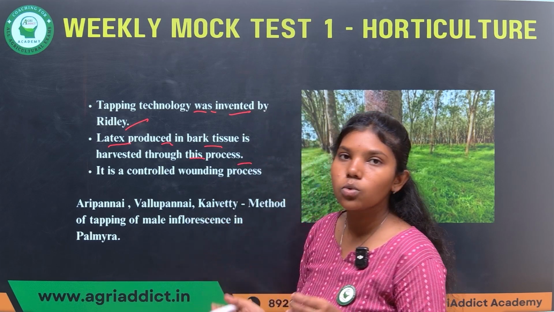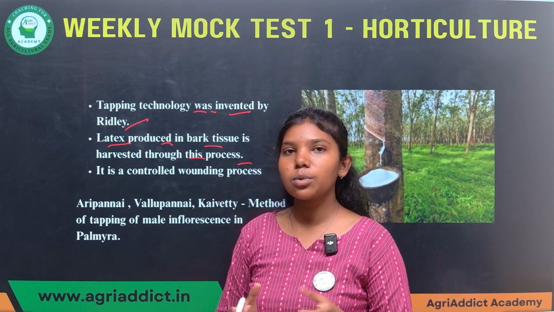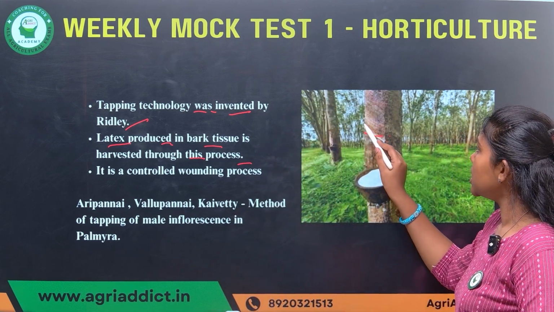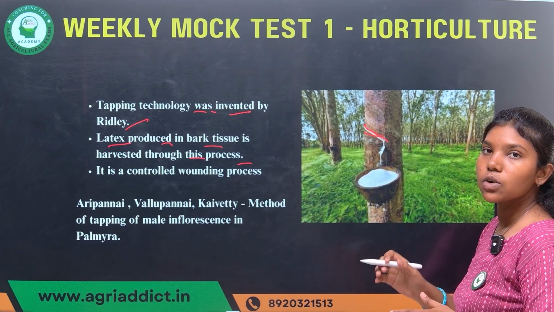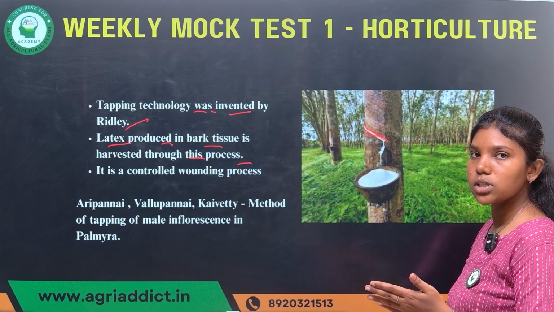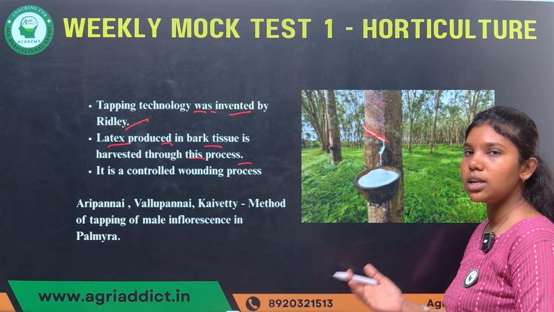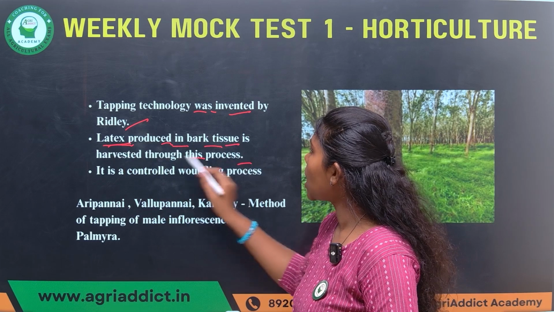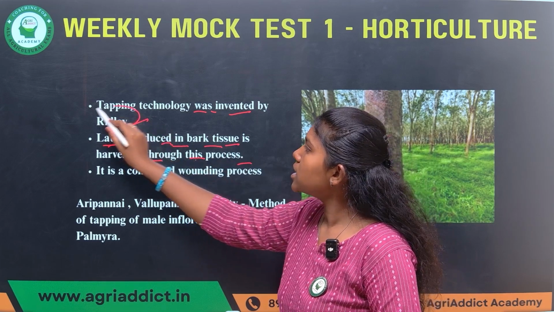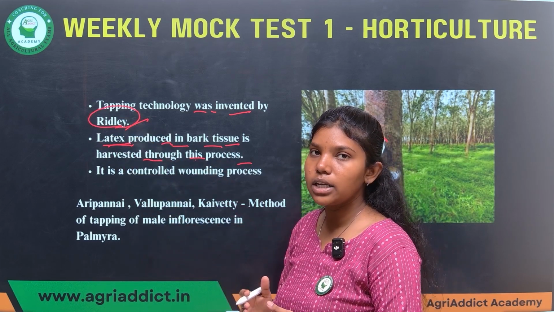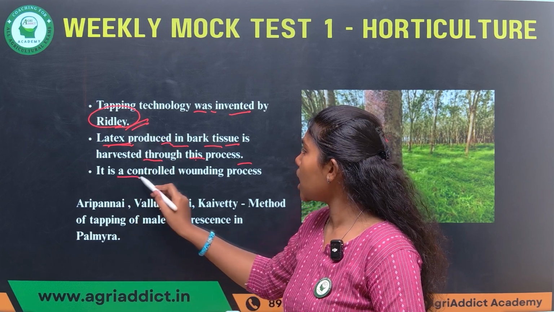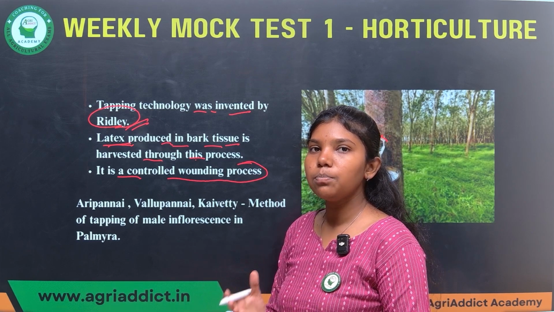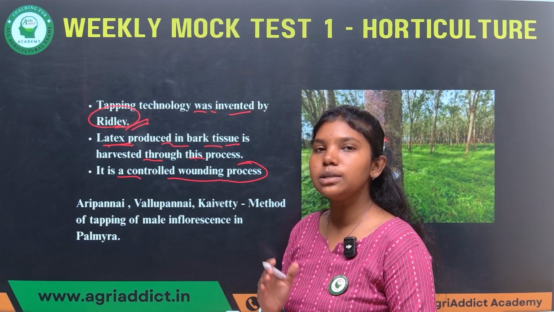Hope you all know how the commercial rubber is made. The commercial rubber we use is prepared from the latex of the tree. See, here a cut is made on the bark of the tree. Then the collected latex is processed to transform into commercial rubber. As I mentioned, the latex produced in the bark tissue is harvested through this process. That is, the harvesting process of rubber from the tree is known as Ridley. Then it is a controlled wounding process. Here the latex is collected by wounding the tree bark without causing much damage to the tree.